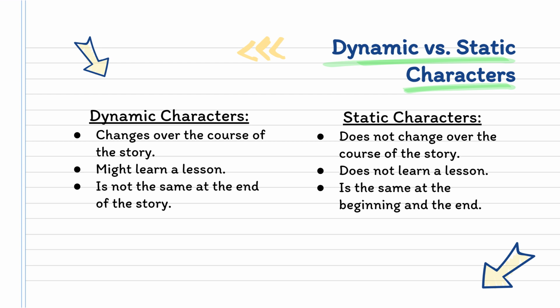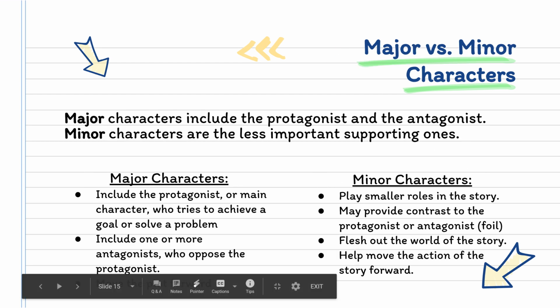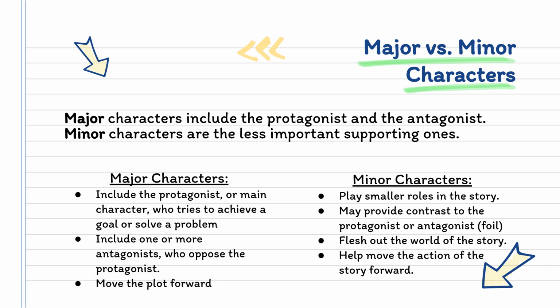So, for example, if I'm using Frozen as an example, a dynamic character would be Elsa. Elsa learns the power of love, and she learns to love herself and her powers, right? While the static character is going to be Olaf. He's just happy the whole time, and he really doesn't change. Now, major versus minor characters. Major characters include the protagonist and the antagonist.